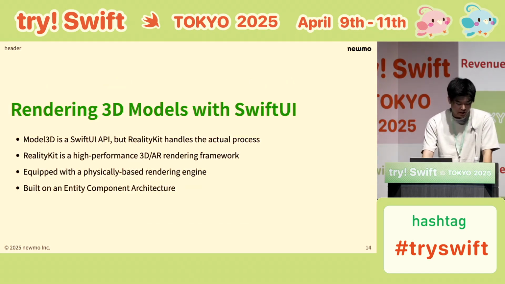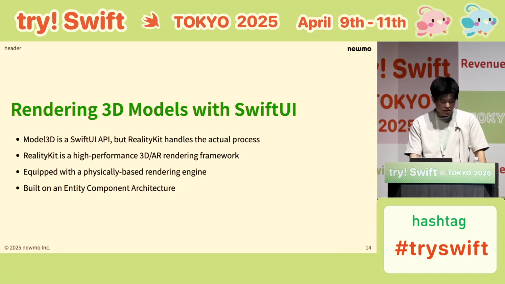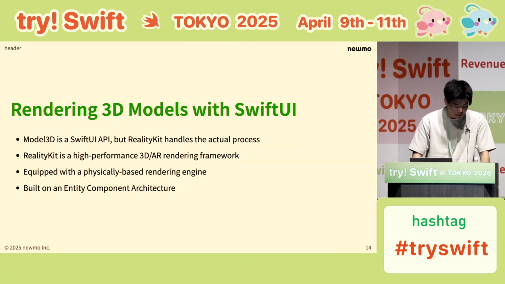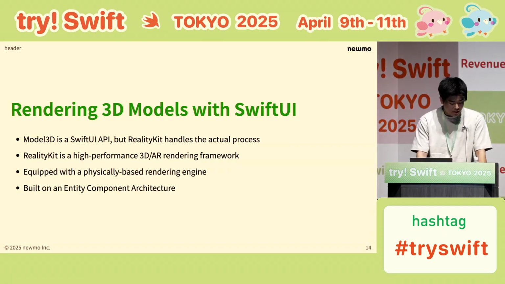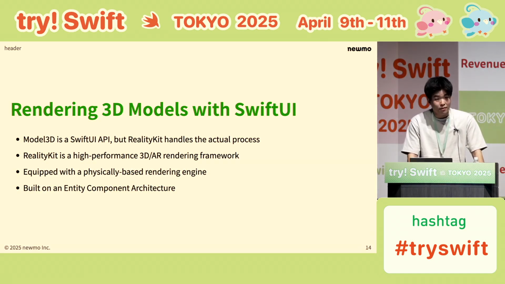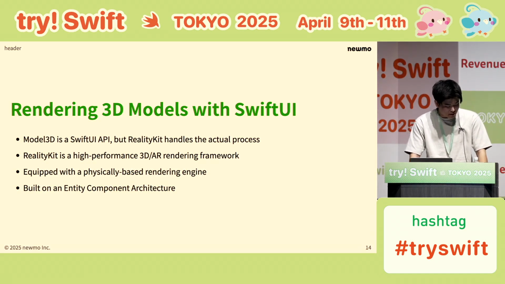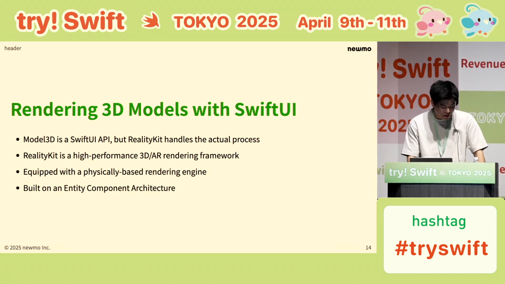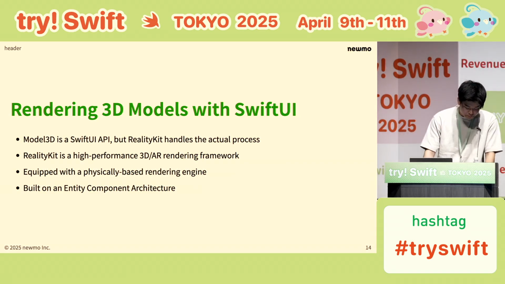Whilst Model3D is great for quick and easy showing, the real main tool for advanced 3D graphics on Apple's platform is RealityKit. RealityKit is Apple's very fast 3D graphics tool. It has a physically based rendering system, called the PBR system, to make things look very real. And it's built using an entity component system, the ECS idea.